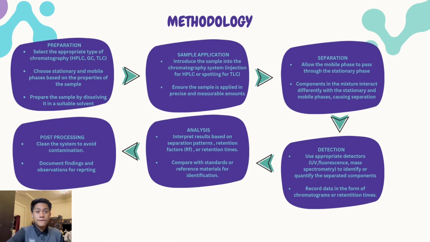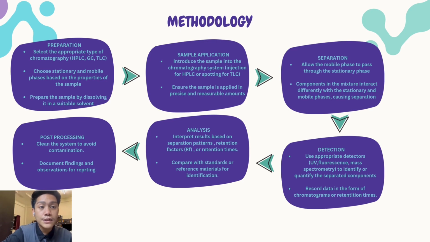For methodology, first, preparation. Select the appropriate type of chromatography: HPLC, GC, or TLC. Choose stationary and mobile phase based on the properties of the sample. Prepare the sample by dissolving it in a suitable solvent. Second, sample application. Introduce the sample into the chromatography system: injection for HPLC or spotting for TLC. Ensure the sample is applied in a precise and measurable amount.